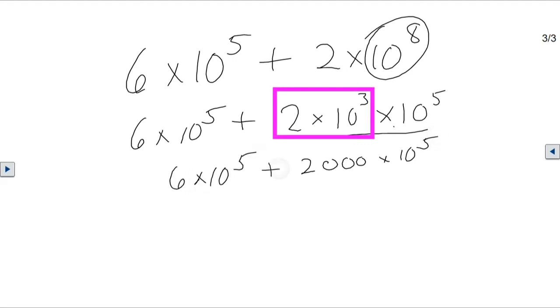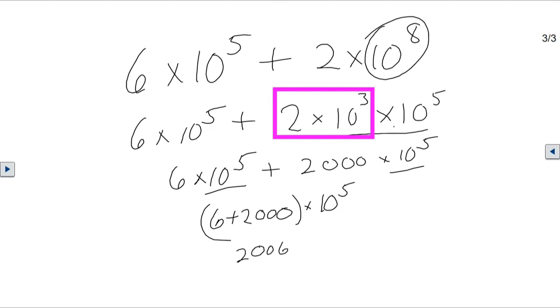Over here I've got 6 times 10 to the 5th, right? So we've got that same exponent. So now I can use my distributive property. So 6 plus 2,000 times 10 to the 5th, right? And that's going to be 2,006 times 10 to the 5th.